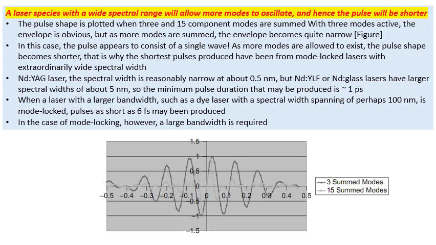Here is a similar kind of diagram that you can also see in your book. It's an important point, which I wrote here in red. A laser species with a wide spectral range will allow more modes to oscillate. That depends on the laser medium you are using.